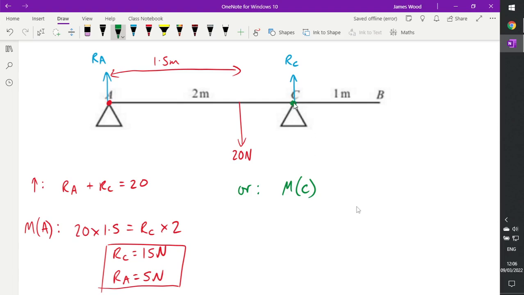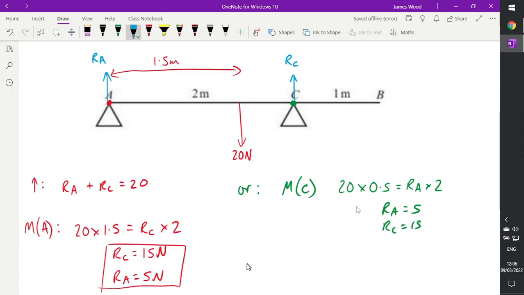So moments about C here, I've got 20 newtons times this distance here, which would be 0.5 meters, because this whole length here is 2 and this is 1.5. So I've got 20 times 0.5, that would be equal and opposite to RA times 2 meters, which I can then solve to give me RA is 5 and then RC is 15 using the first equation.